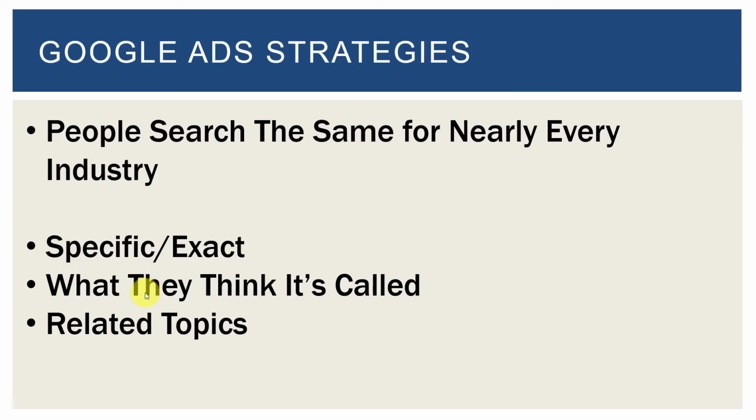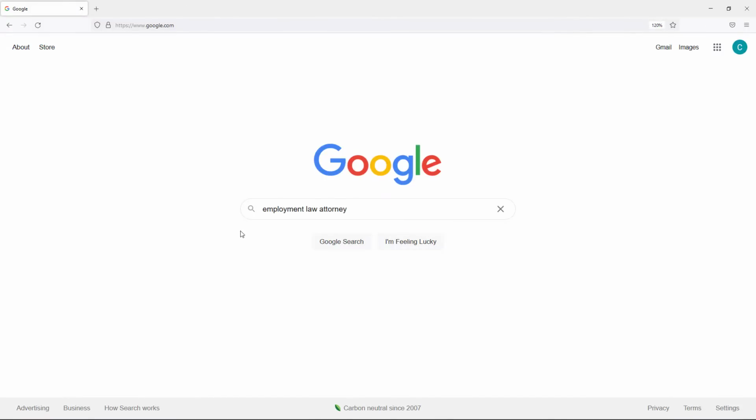They're actually using the wrong term, and the professional knows it's wrong, but people type in different types of things. Or they type related topics. Maybe it's not the exact same thing, but they probably need your product or service. So we'll show a couple of examples here. Okay, so we'll use attorneys for example.